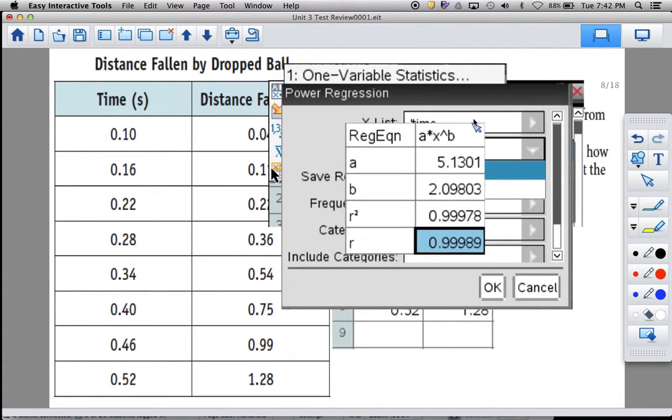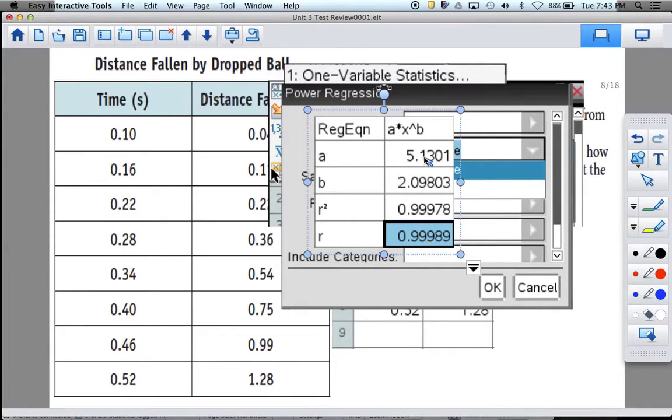Once you push OK, you'll get your power regression. And then the equation is right here. Here's your A value, here's your B value. Some of my students say, well, I don't know how to put it in the equation. Well, this box right here tells you how to set it up. So the formula, you would write it as 5.13 times x, and then whatever your B value is, in this case 2.0098 would be your exponent. That's all you have to do to set up the formula.